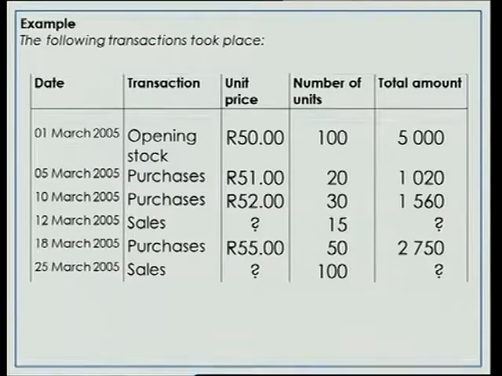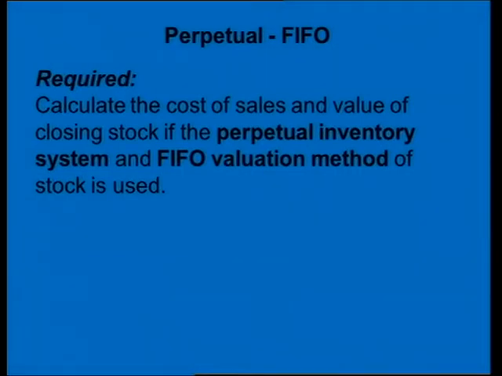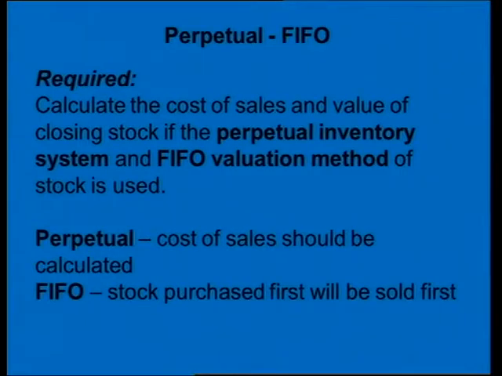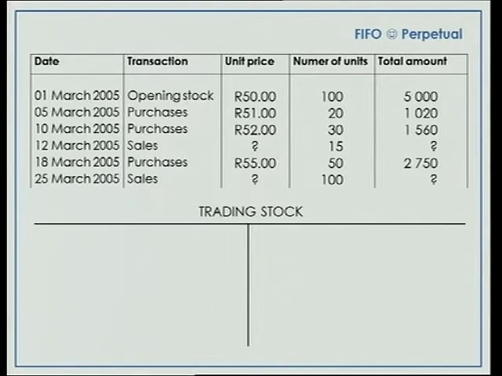So let's just see. First in, what's required? You must calculate the cost of sales and the value of the closing stock for the perpetual inventory system using the FIFO method. So what does perpetual inventory system mean again? It means that we're going to calculate the cost of sales. What does FIFO mean again? It means stock purchased first will be sold first. Okay, so let's look at that.